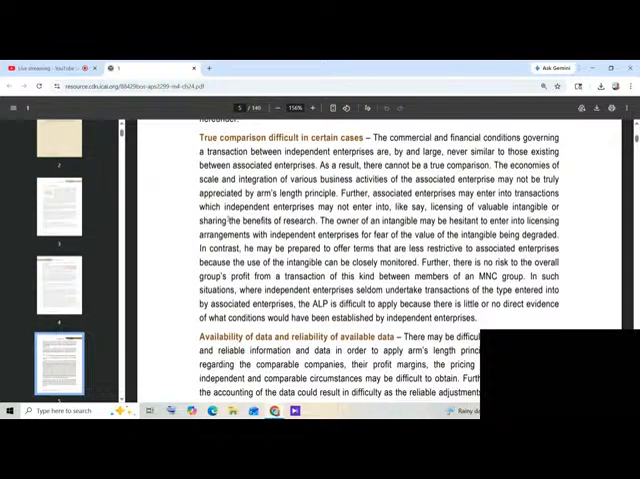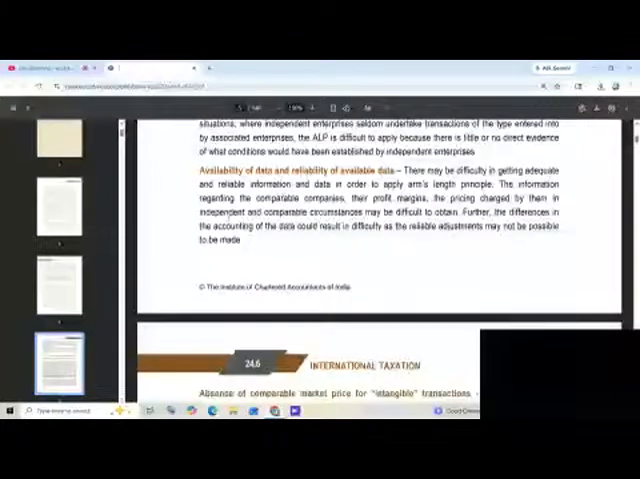In contrast, he may be prepared to offer terms that are less restrictive to associated enterprises because the use of the intangible can be closely monitored. Further, there is no risk to the overall group's profit from a transaction of this kind between members of an MNC. Companies that seldom undertake transactions of the type entered into by associated enterprises may not have sufficient information and data in order to apply the arm's length principle.